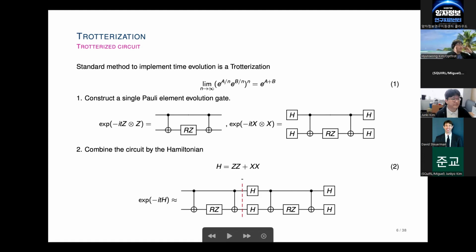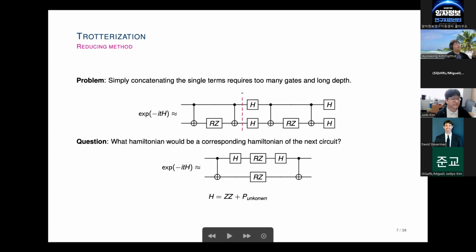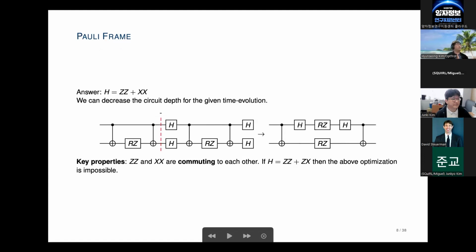Usually we combine these two circuits sequentially to generate a more complex Hamiltonian on the gate model. But the problem is that just concatenating these circuits generates too deep a circuit for the gate model computer, so usually it is not practical for a very complex Hamiltonian. So our question is: what if we modify the quantum circuit into the one below, what Pauli element would correspond to the Hamiltonian? The answer is the same.